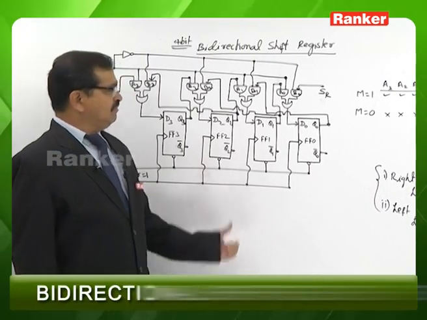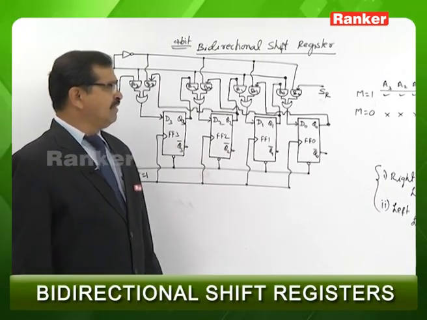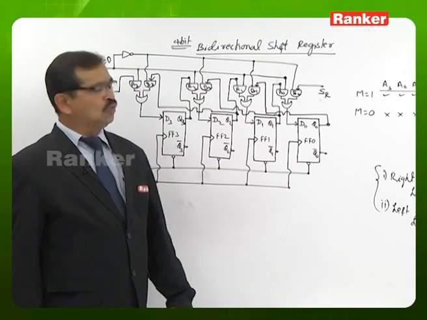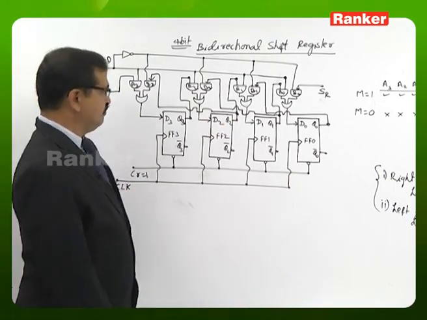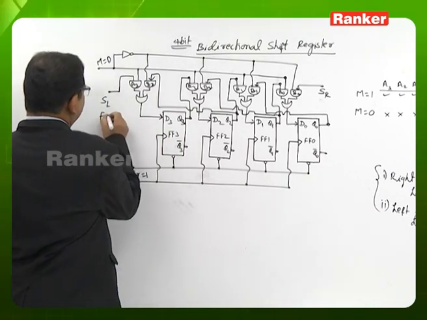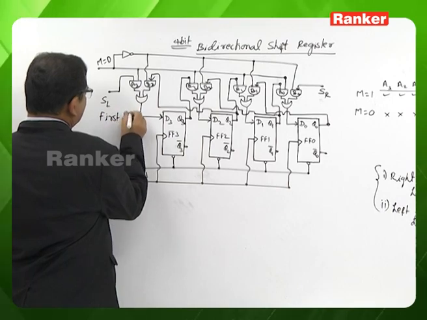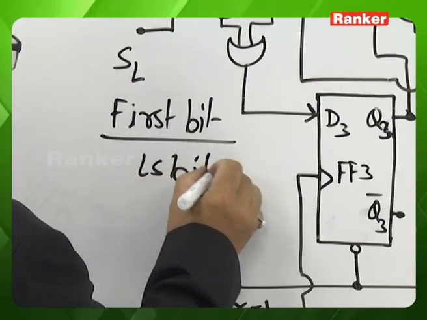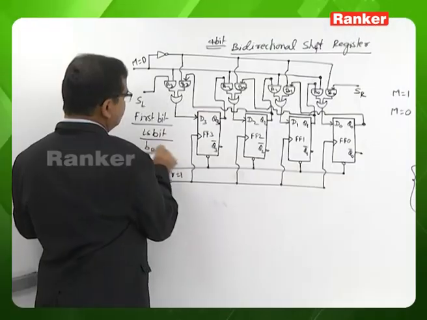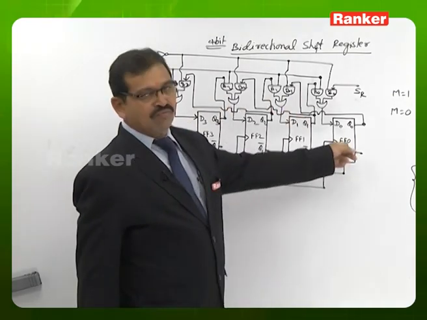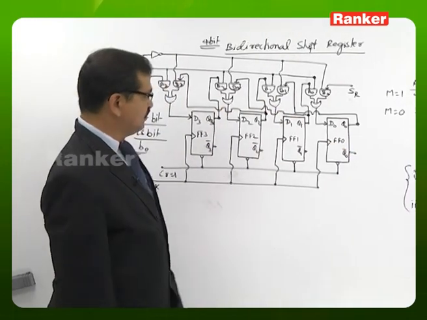One other point we need to consider here: by using the serial left terminal, if we want to load the register 1 bit at a time, then the first bit to be entered will be the least significant bit, that is bit B0, because the first bit we write is supposed to be available after 4 clock pulses in flip-flop 0.